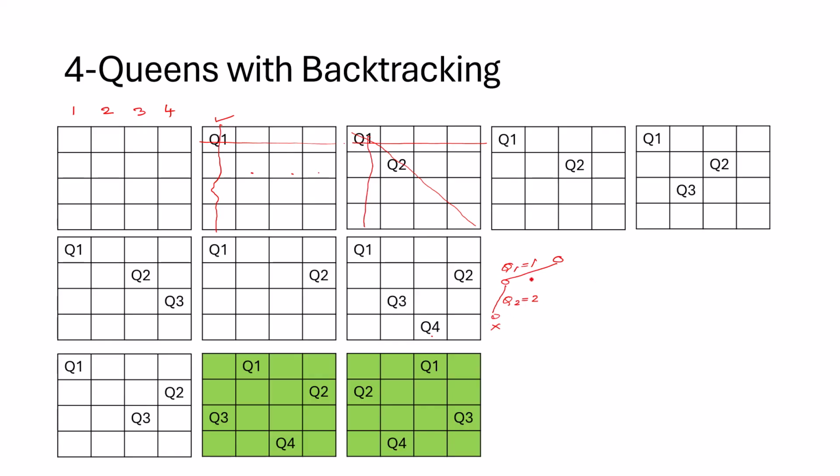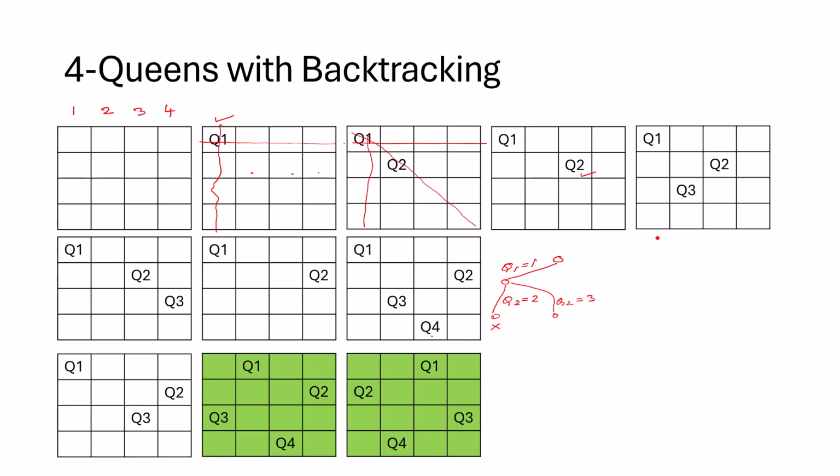Then we will try from this, can we go to q2 equal to 3, the third column? So q2 equal to 3 will be this case, and we can see that there is no conflict. So this is an empty cell without any conflict. So we can actually put q2 equal to 3. So this is the correct state.